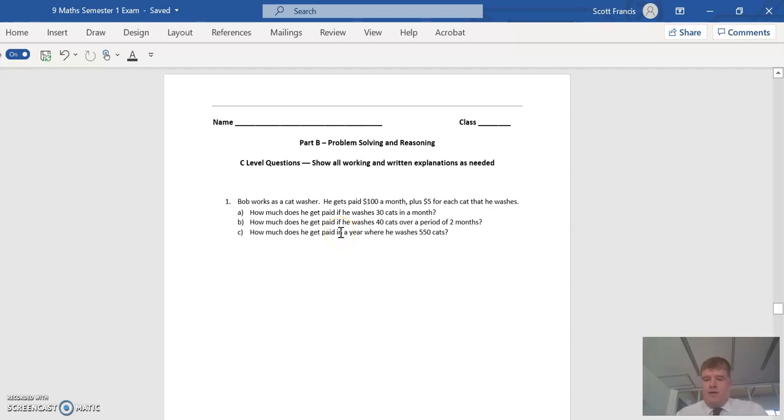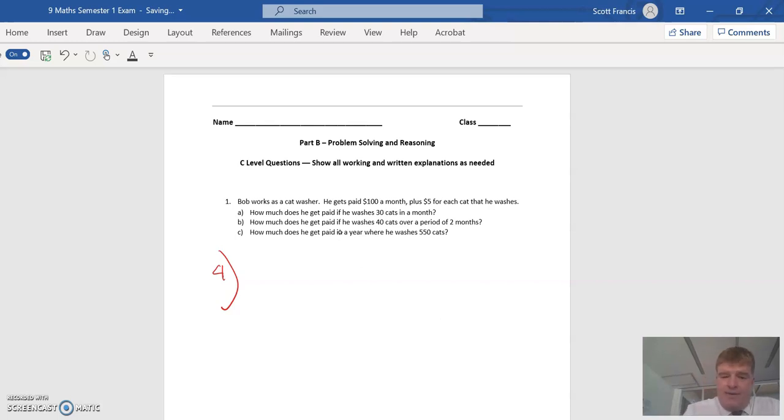Let's have a look at the problem solving and reasoning questions from our semester 1 exams. The first is about Bob, who has a job washing cats. He gets paid $100 a month plus $5 for each cat that he washes. So how much does he get paid if he washes 30 cats in a month?